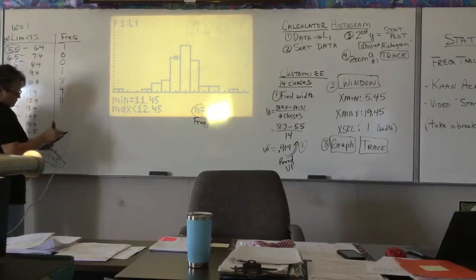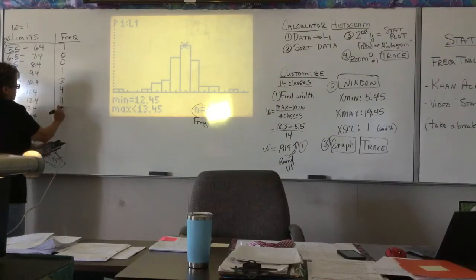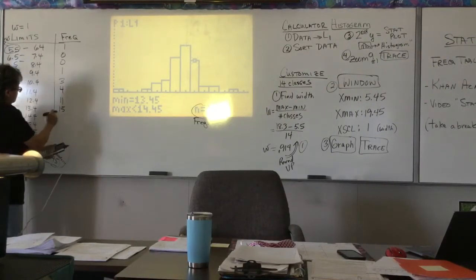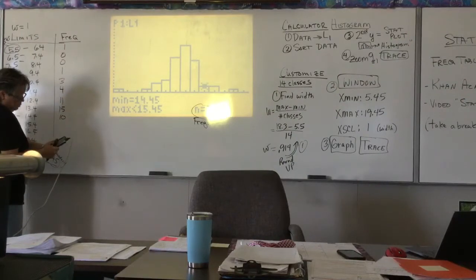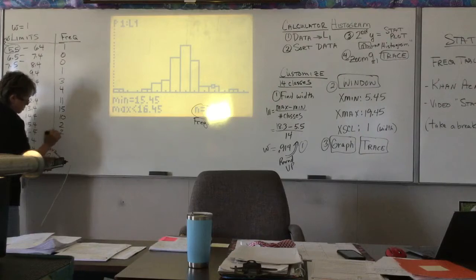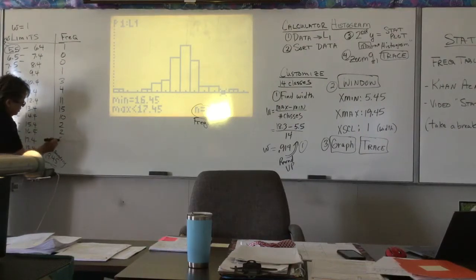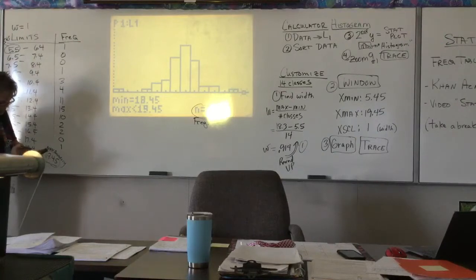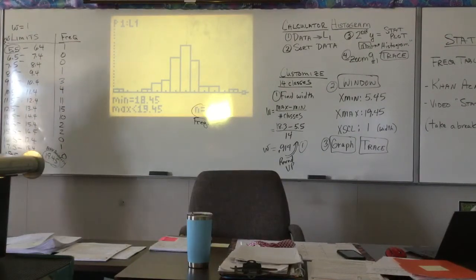4, 11, 15, 10, and so forth. 2, another 2, we're going to run out of room, 0, 1, and a 0 in that last class. And if we add those up, we should certainly end up with 50 data points.